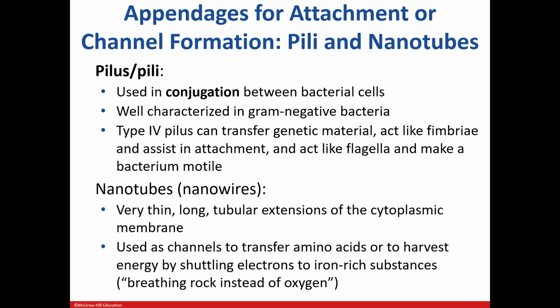Pili are useful in conjugation, which is a means of transferring or exchanging genetic information. It's a means of sexual activity, if you will, between bacteria. During the process, a bacterium can shoot this pilus out like Spider-Man shoots his web and pull another bacterium closer so that they can give each other different genes. It's an interesting process that we will get into deeper later.